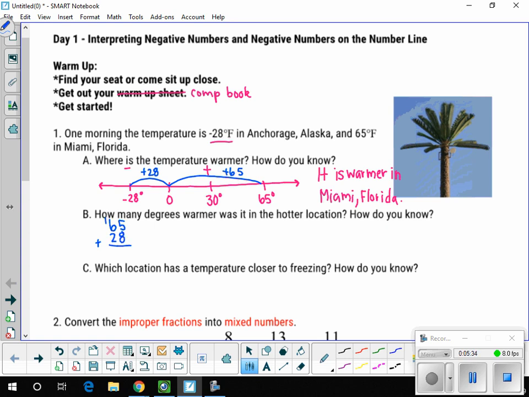And we should get 93. Let's do a complete sentence. Look, guys, we have a number line and an equation. Write that down. And we're going to go ahead and give a sentence and say it is 93 degrees warmer in Miami.